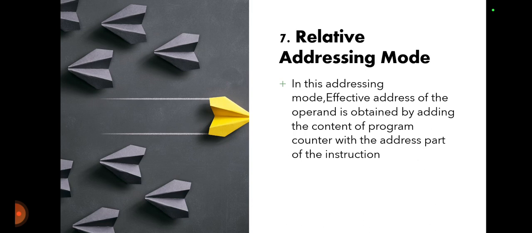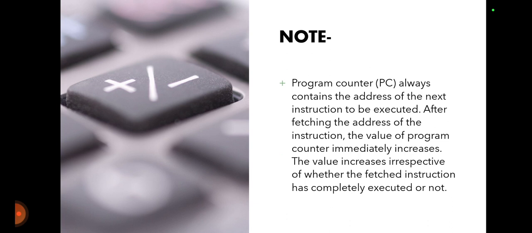Seventh one, relative addressing mode. In this addressing mode, the effective address of the operand is obtained by adding the content of the program counter with the address part of the instruction. Note, program counter or PC always contains the address of the next instruction to be executed. So after fetching the instruction, the value of the program counter increases. The value increases irrespective of whether the fetched instruction has completely executed or not.